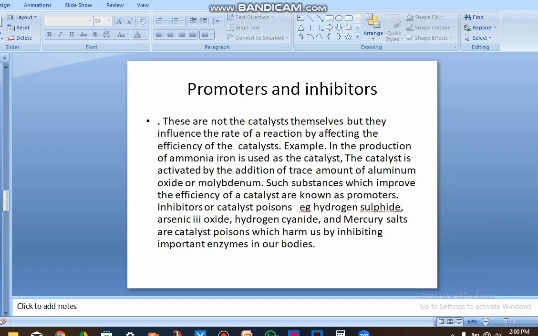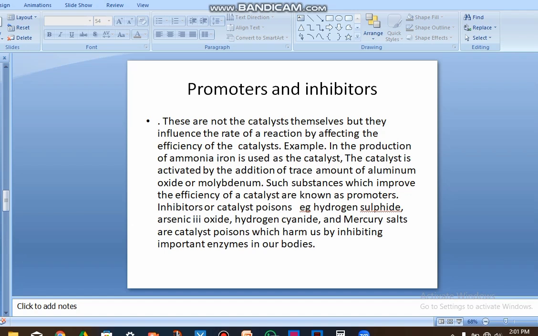Okay, let's learn promoters and inhibitors. Read it. These are not the catalysts themselves, but they influence the rate of a reaction by affecting the efficiency of the catalyst. Promoters are not the catalysts themselves, but they are very important in a chemical reaction.